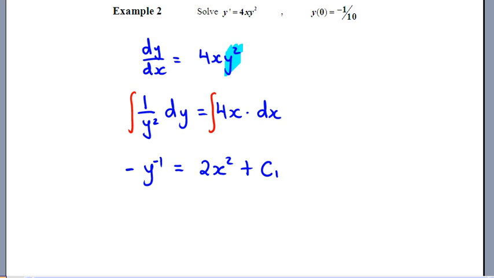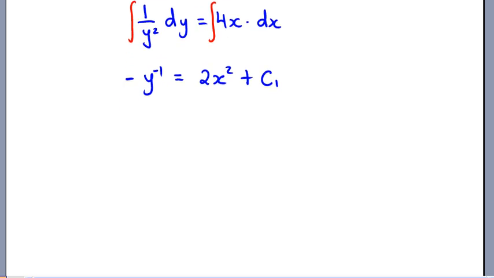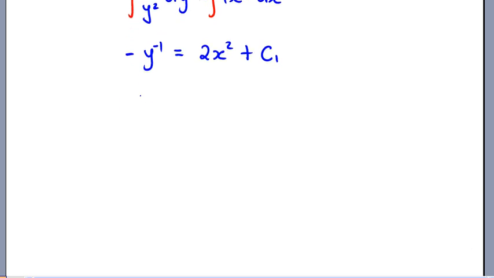Time to go and figure out what y is. So right now, let me just rewrite this so it's a little more clear. I have the negative of 1 over y is equal to 2x squared plus c1. I want to know what y is. I'm going to get there in a couple of steps. First step, I'm going to multiply both sides by negative 1 because I'm trying to clean this up and get to just y.